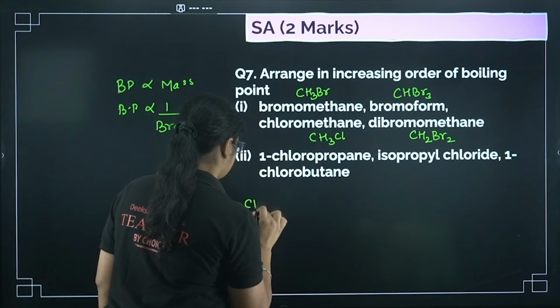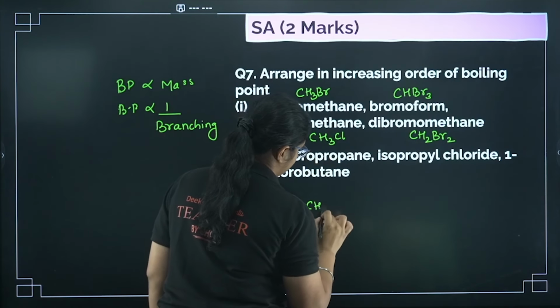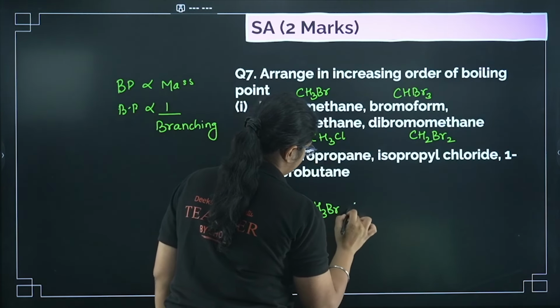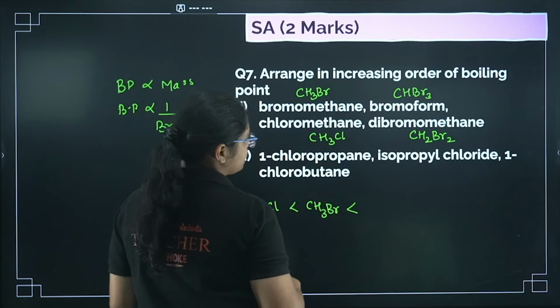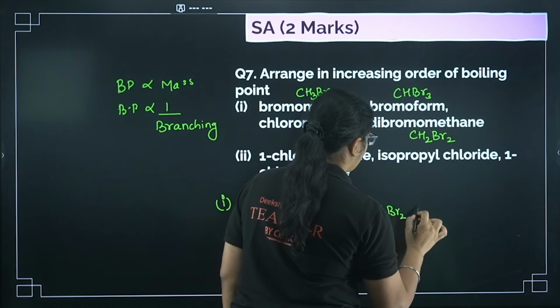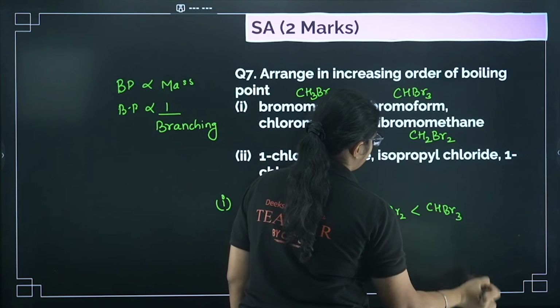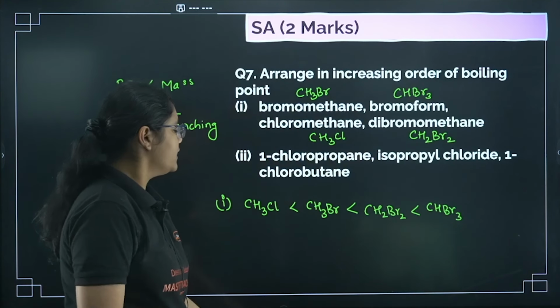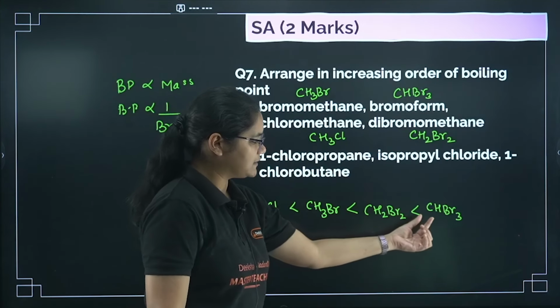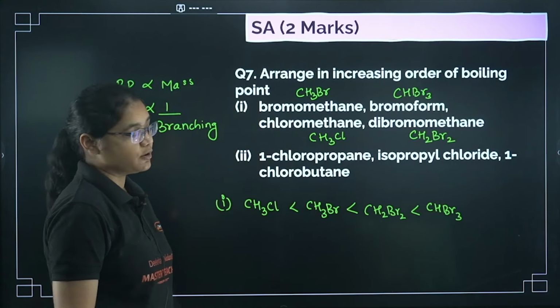Okay, the lowest one will be CH3Cl, then we will have CH3Br, and then we have CH2Br2, and then we have CHBr3. So this is the order. You can see as the bromine increases, the mass will increase. So that is the order of the boiling point.